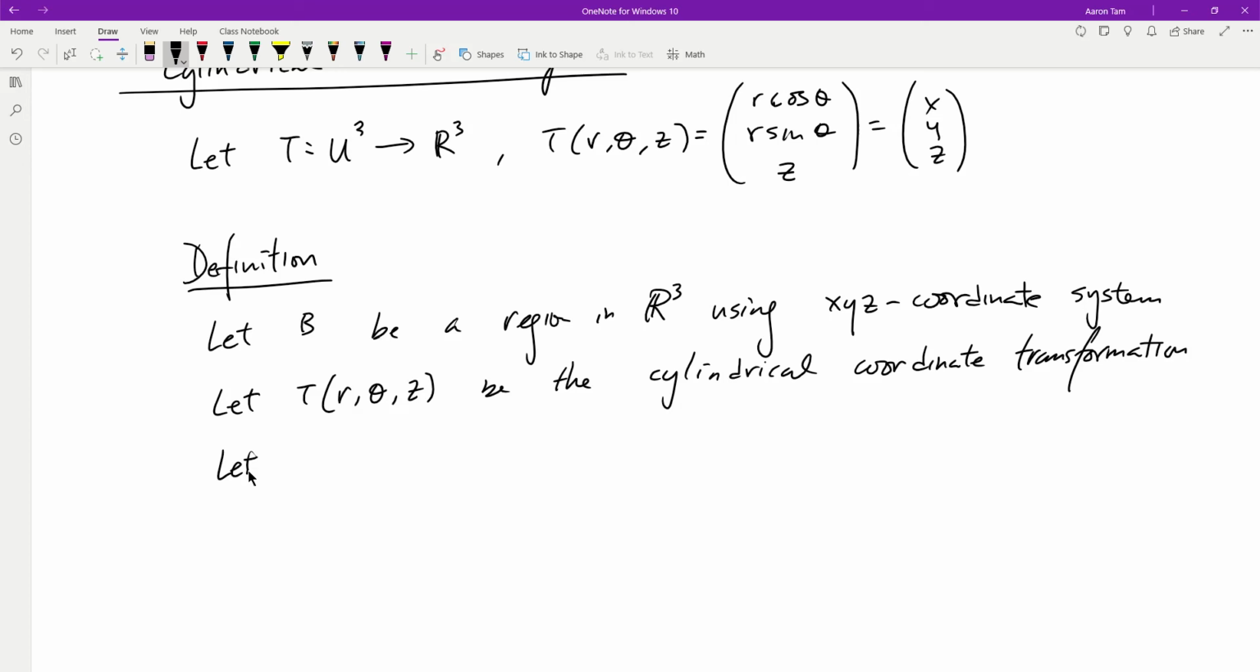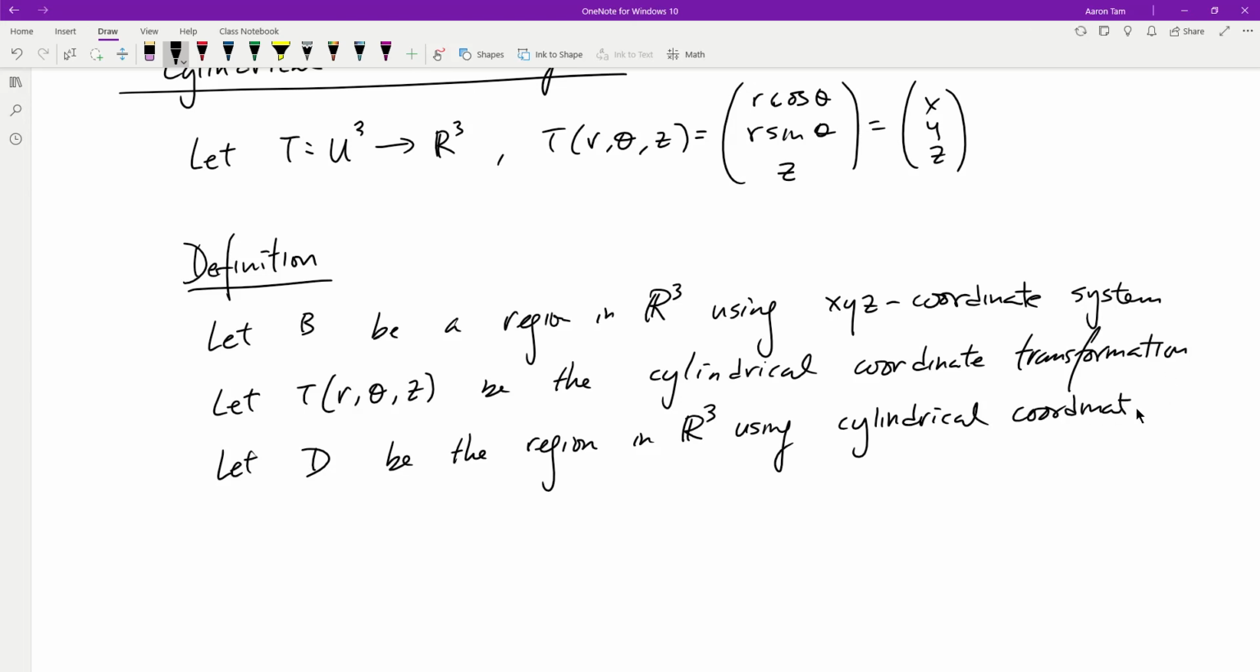And of course, we need a corresponding region to B, which I will call D. Let D be the region in R3 using the cylindrical coordinate system, such that T of D equals B.